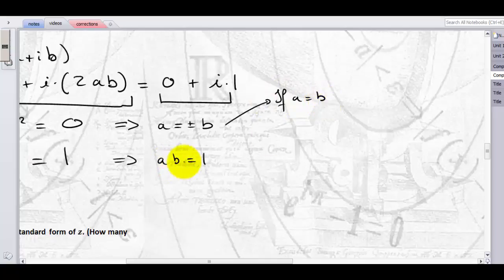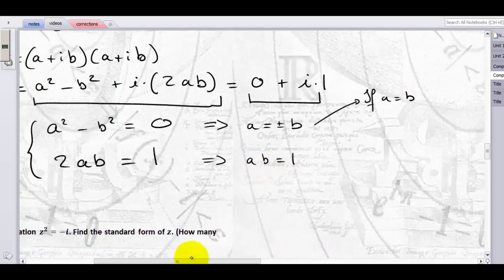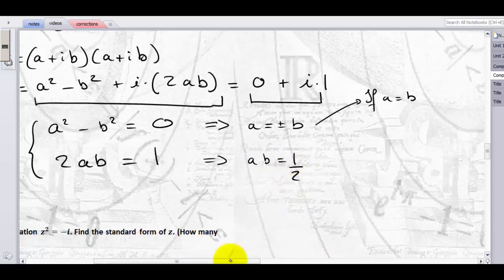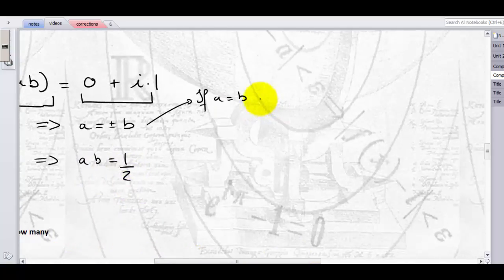If a equals b, what do you... I forgot to divide by 2 right here, I'm sorry. If a equals b, what do you have? You have a squared equals 1/2. So a equals b equals plus or minus 1 over root 2, right?